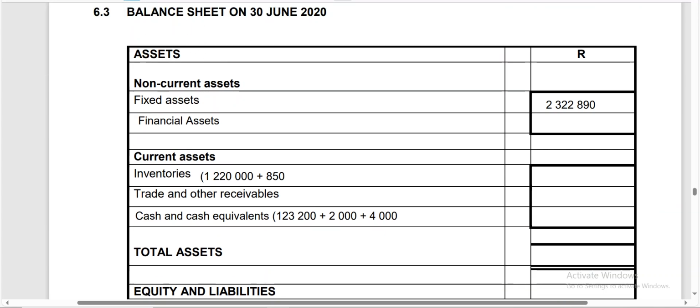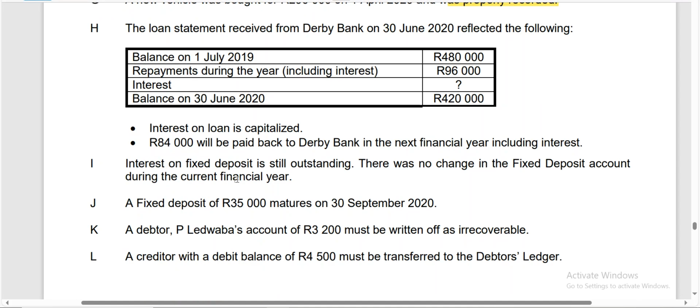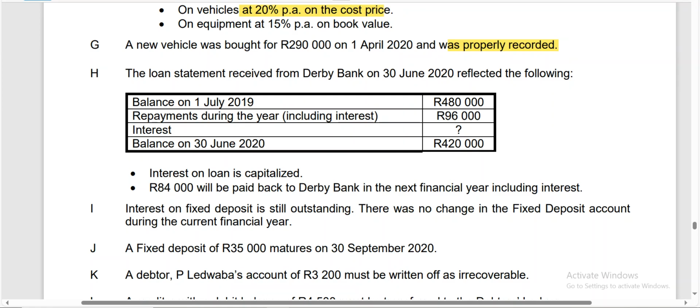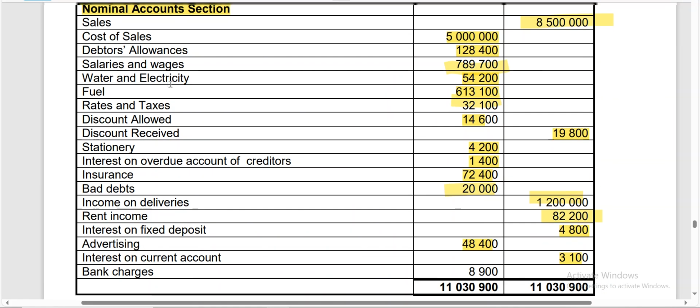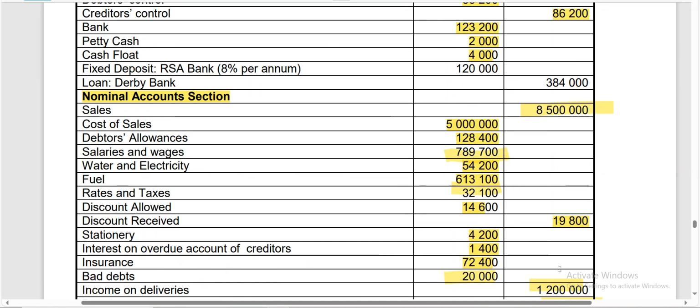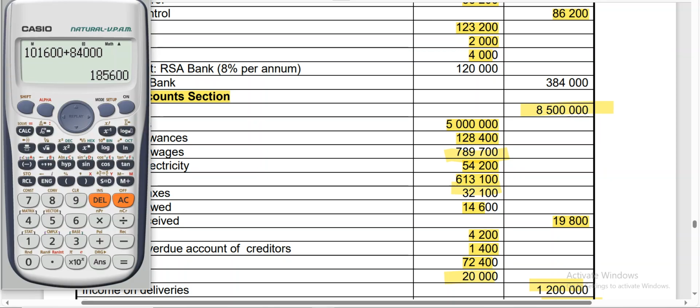Now from there, what else are we left with? We need to check our information. So next, they're saying here that interest on fixed deposit is still outstanding. There were no changes in the fixed deposit account during the financial year. So when it's like this, guys, you go to your fixed deposit and check what is the rate and percentage. So our fixed deposit is 120,000. So if we say 120,000 multiply by 8 divided by 100, it will tell us what was the interest that we're supposed to get.